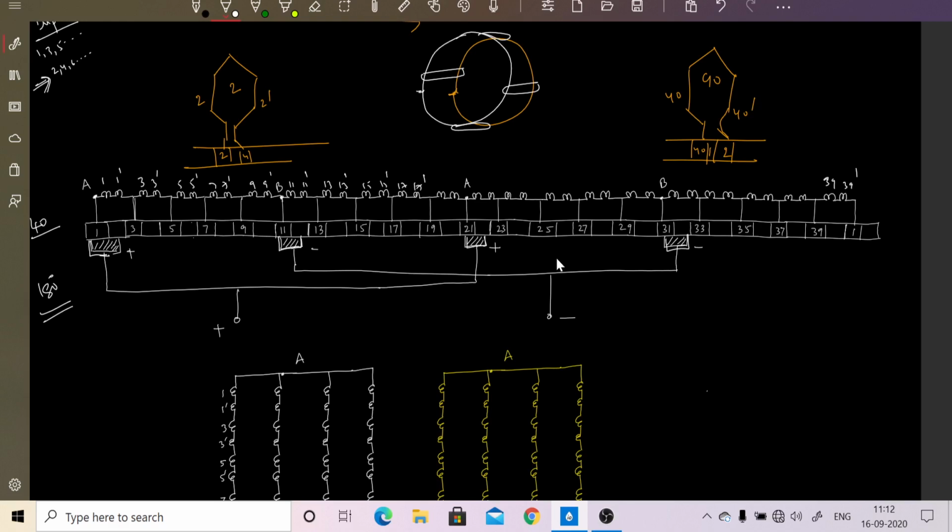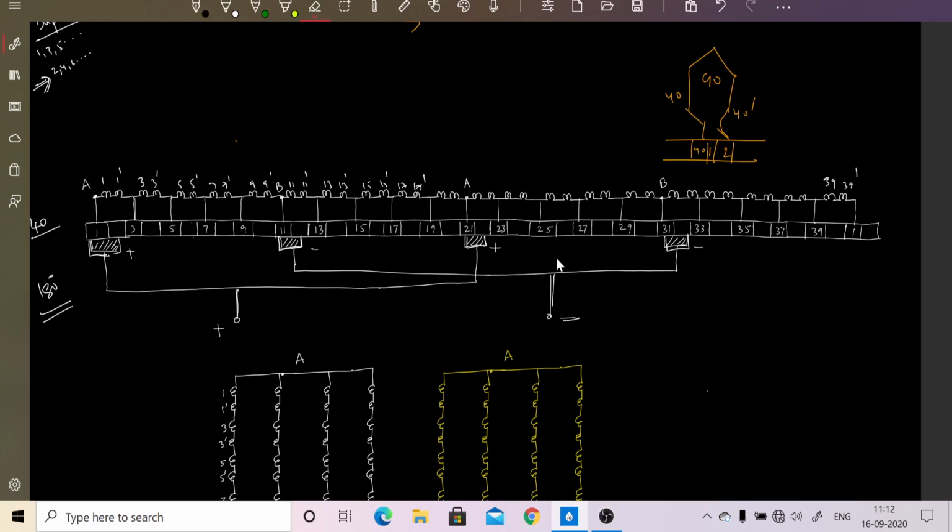So the first and third brushes will be connected to positive, and the second and fourth will be connected to negative, like this. Okay, so this is one winding I have shown. Similarly, I can also show the other winding.